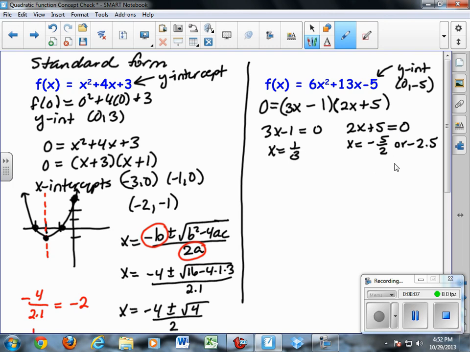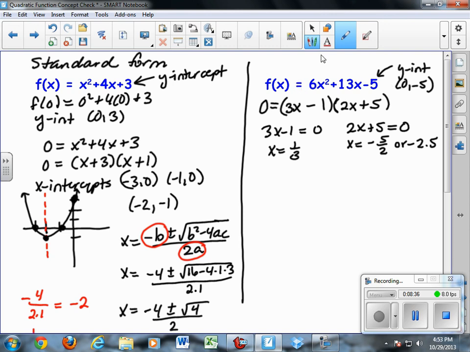Now, if I go through the process of plotting these points and trying to find the middle point, the middle x value between positive 1/3 and negative 5 halves is not going to be as easy to find just visually. So I want to point out, using the quadratic formula, how I could find that middle term.